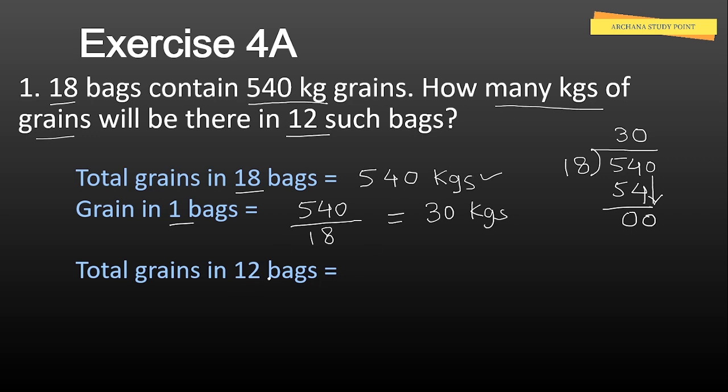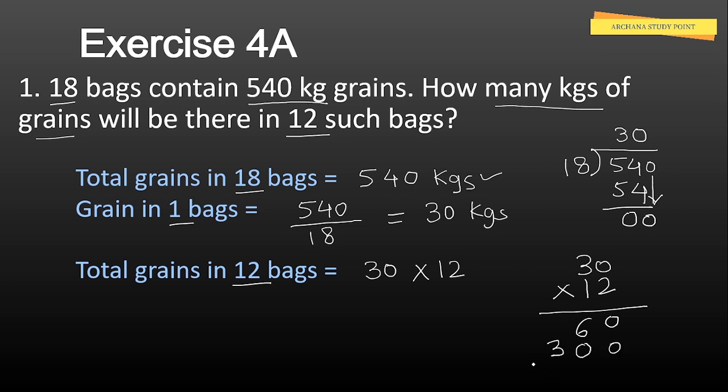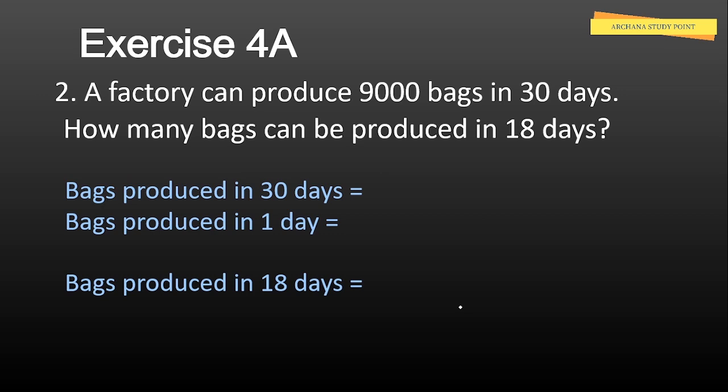And to find out total grains in 12 bags, we will multiply 30 kgs with 12. 30 multiplied by 12 will give us 2 zeros are 0, 2 threes are 6, 1 zero is 0 and 1 three is 3. It will give us the answer as 360. So the answer is 360 kgs. Now moving on to the next question.